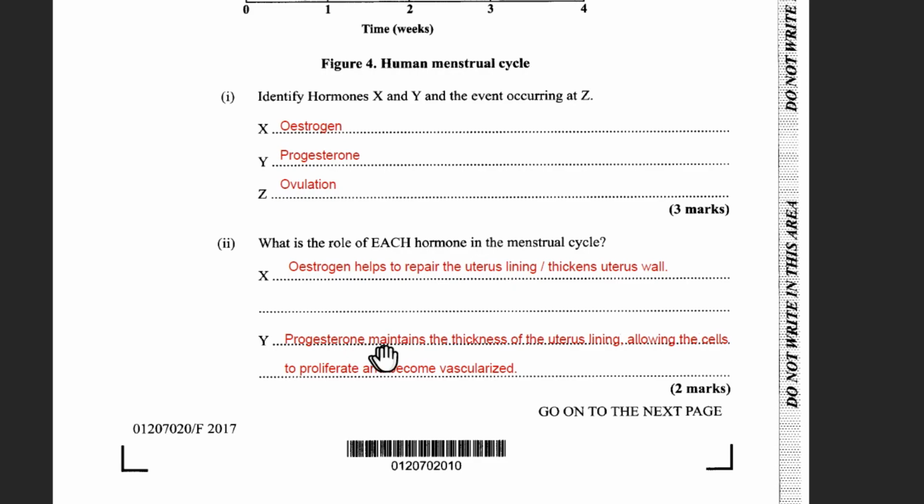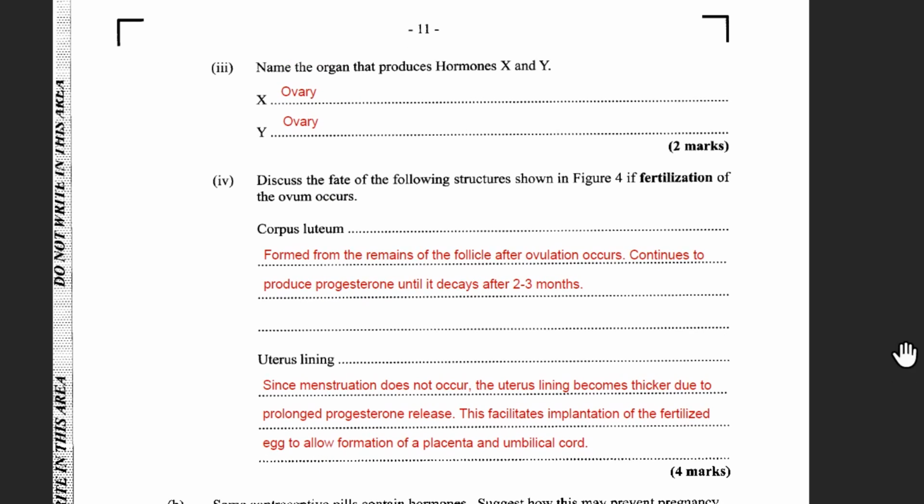And progesterone maintains the thickness of the uterus lining, allowing the cells to proliferate and become vascularized. Proliferate means to multiply, become vascularized means to gain blood vessels, so for the blood vessels to dilate. So basically this means that if the egg gets fertilized, you want the uterus lining to remain thick so that implantation can occur. Progesterone allows that uterus lining to stay thick just in case that egg was to be fertilized. Name the organ that produces X and Y, both will be the ovary.